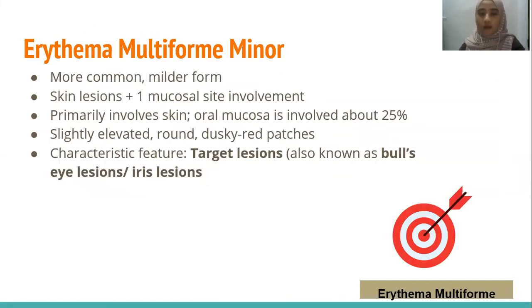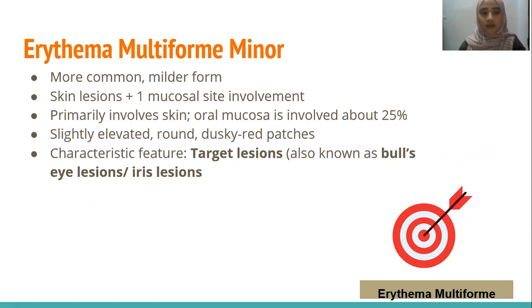Now I'll be talking about erythema multiforme minor. It is more common and it is the milder form. It usually presents with skin lesions which are asymmetrical and involvement of only one mucosal site. Primarily, it involves the skin, and oral mucosa is involved in about 25% of the cases.